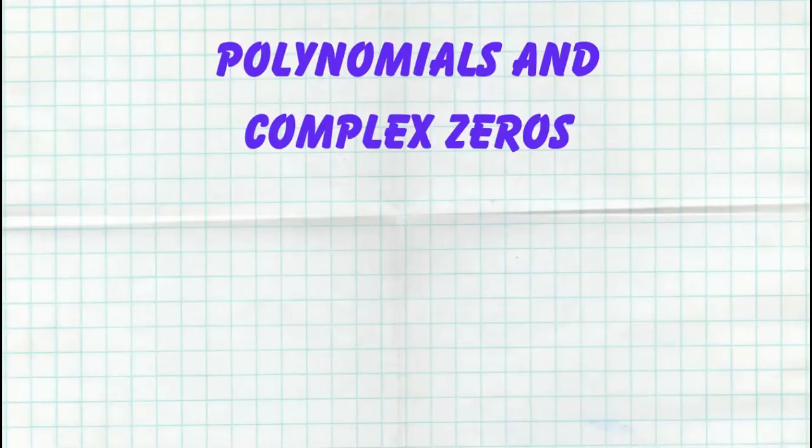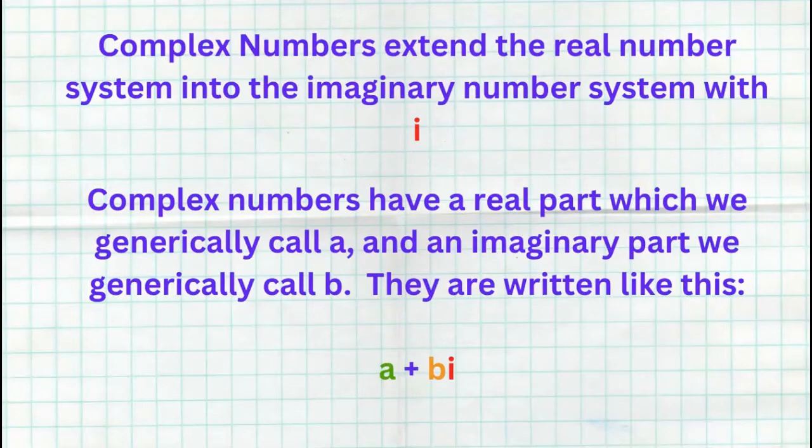So if we're going to talk about polynomials and complex zeros, we should probably do a quick recap about what a complex number is. A complex number extends the real number system into the imaginary number system with the letter i. I'm not going to go over all about i, but hopefully you remember that i is equal to the square root of -1. A negative inside of a square root is non-real. That's not going to show up on any graph, and that's the whole idea of why we call it imaginary.